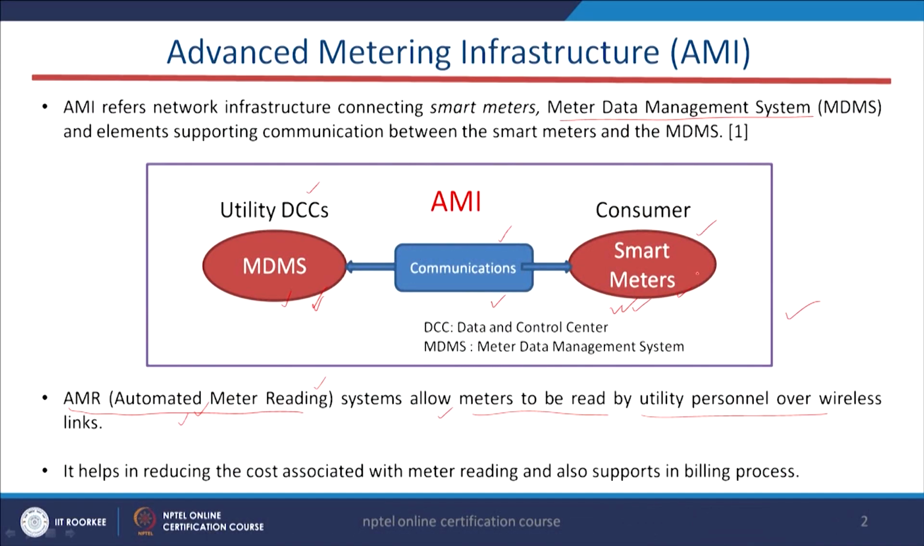Also, with the help of this wireless communication between the smart meters and the AMR system, we can reduce the cost, because it is a wireless medium. If it is a wired medium, it will demand more cost. So, it helps in reducing the cost associated with the meter reading and also supports the billing process. Automatically the smart meter readings will reach the person. That is a very great benefit, great technology, or you can say great facility as far as the smart grid is concerned.